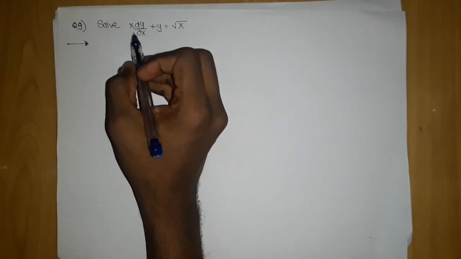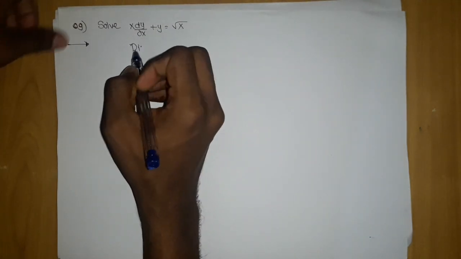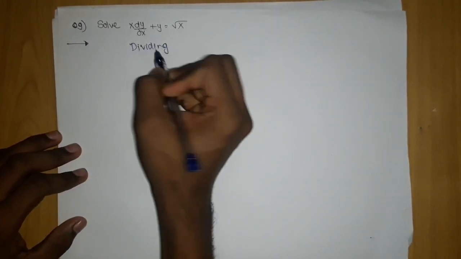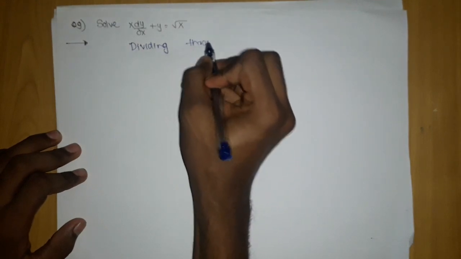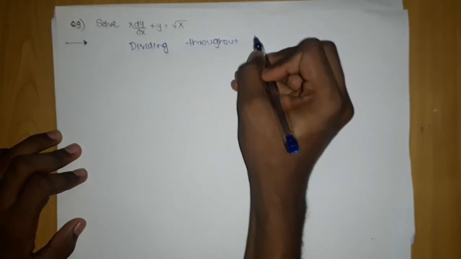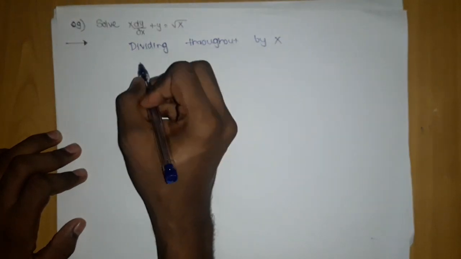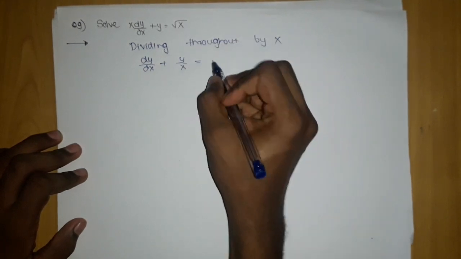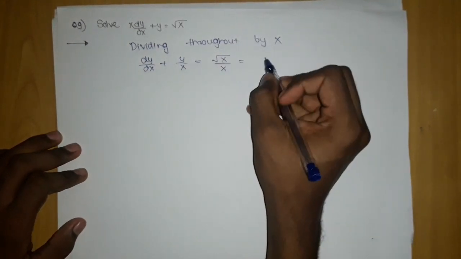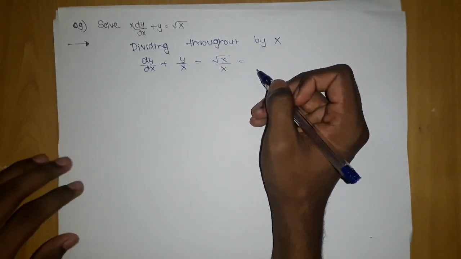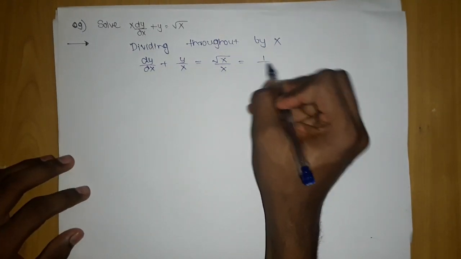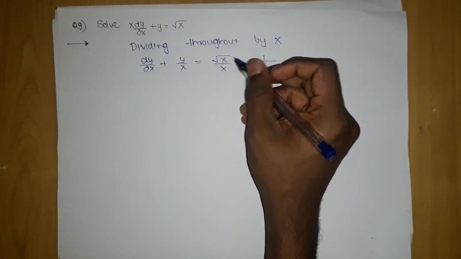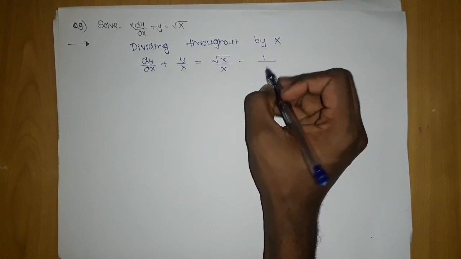So to make it 1, what should we do? Divide. In the first step you have to write dividing throughout by x. What will you get? dy/dx plus y by x equals root x by x, and if you rationalize by multiplying and dividing by root x, root x into root x becomes x, so it cancels and you are left with 1 upon root x.